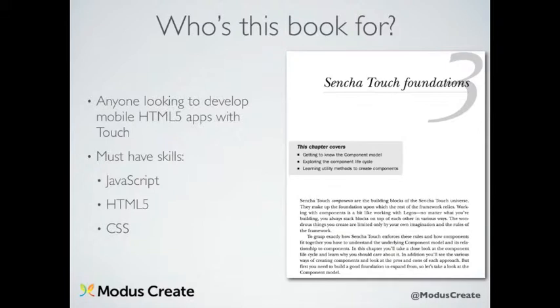So I've been asked a lot, who is this book for? I would say anyone looking to develop mobile HTML5 apps with Sencha Touch. And when I say mobile HTML5 apps, I'm not thinking of something that has super 3D interactions and whatnot. I'm thinking of apps that you would typically use that don't require low-level API access that are extremely robust. I mean, you guys know this stuff does run in the browser.